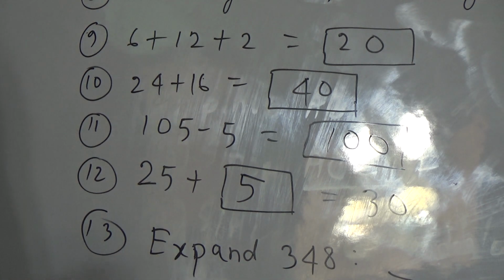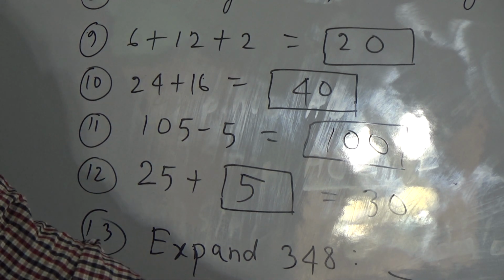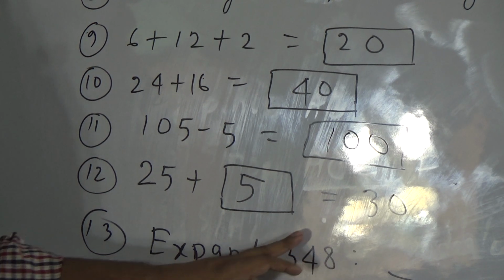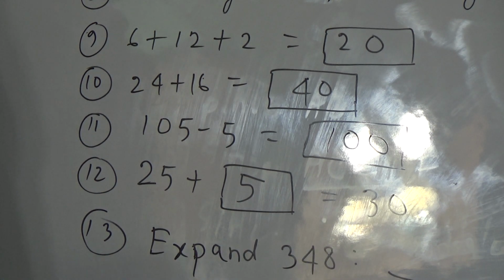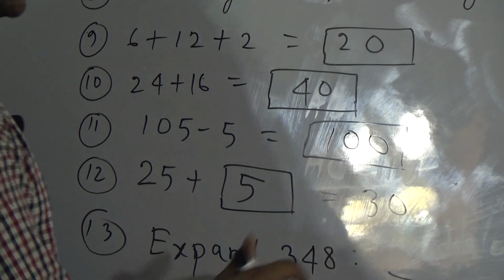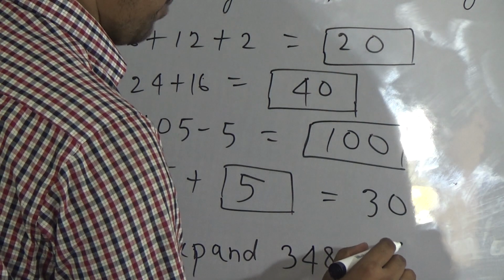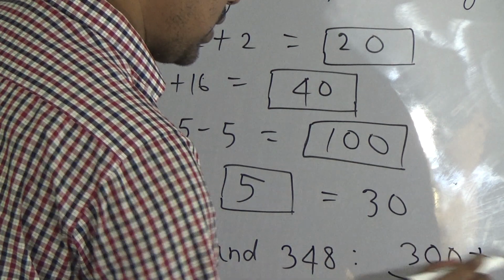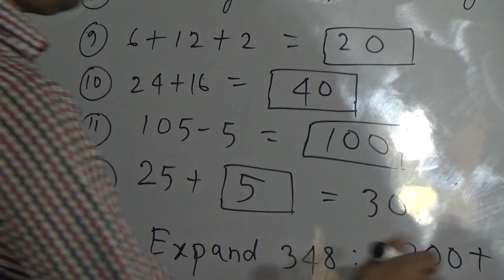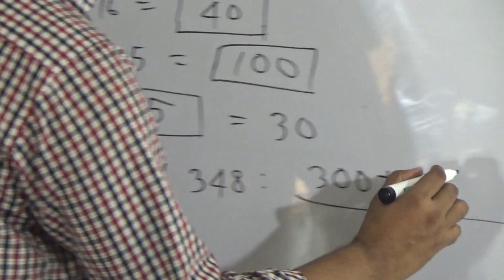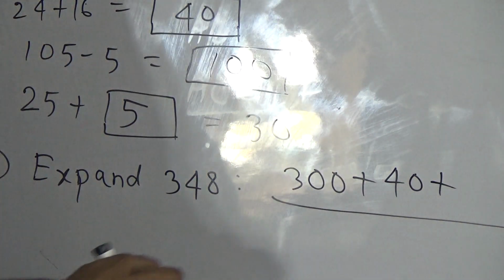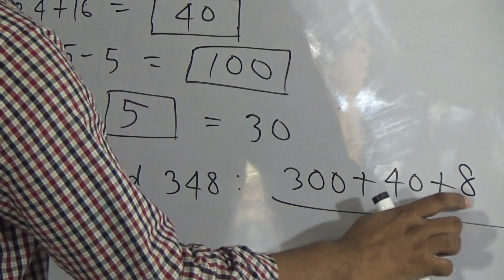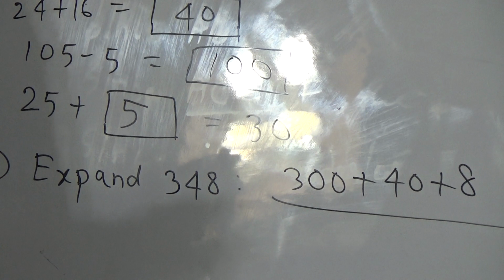Now 13 number, expand 348. Here in ones place, tens place, hundreds place. Highest place is hundreds place. In hundreds place 3 exists. So at the time of expanding, we will write 300 plus in tens place 4 exists. So 4 tens are 40. Plus in ones place 8 exists, 8 ones are 8. If we add 300 with 40 plus 8, then we can get 348.